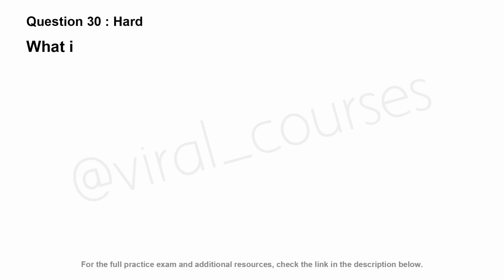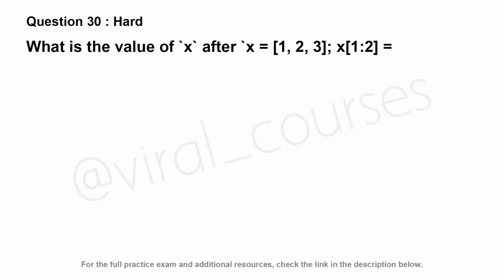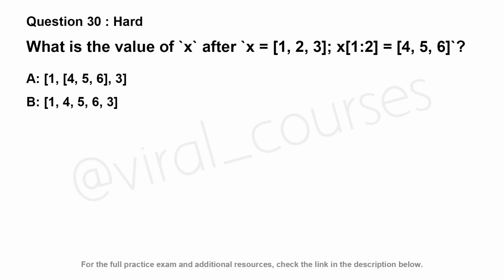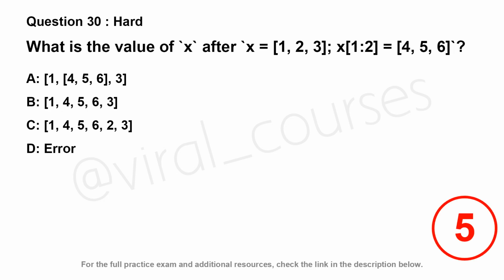What is the value of x after x = [1, 2, 3], x[1:2] = [4, 5, 6]? Option A, [1, 4, 5, 6, 3]. Option B, [1, 4, 5, 6, 3]. Option C, [1, 4, 5, 6, 2, 3]. Option D, error.